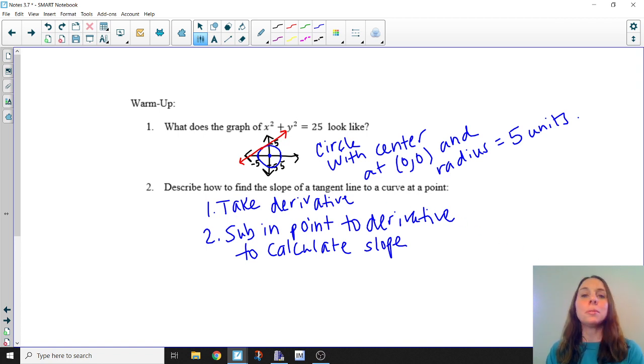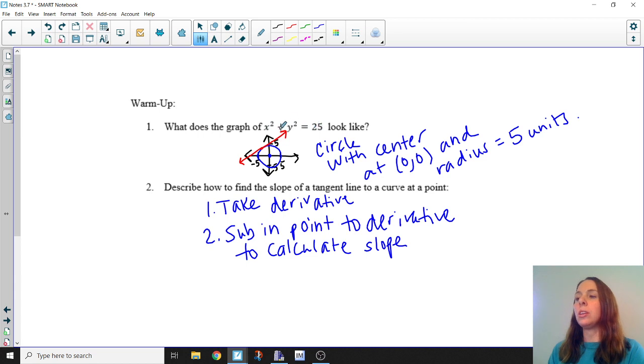And so here's what we're going to talk about today. How do you differentiate this equation? How do you differentiate that to be able to calculate the slope of that tangent line? How do you do that? You probably don't know yet, but that's what implicit differentiation is all about.